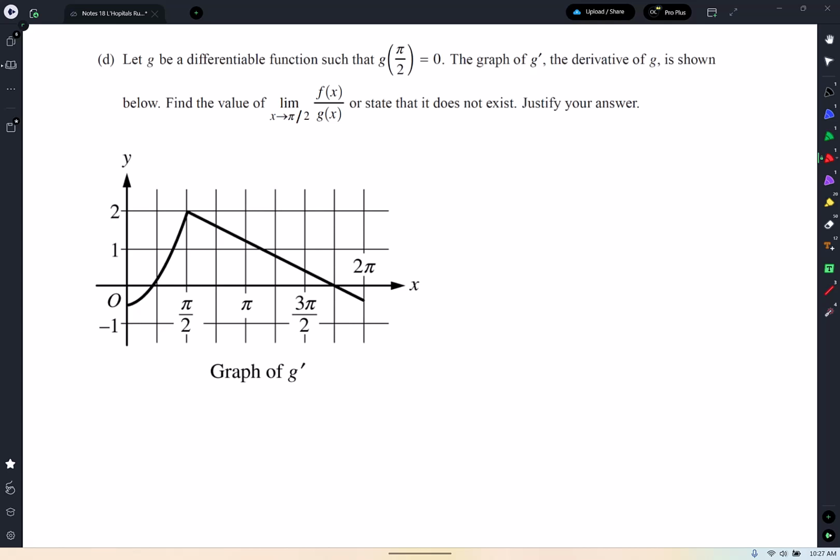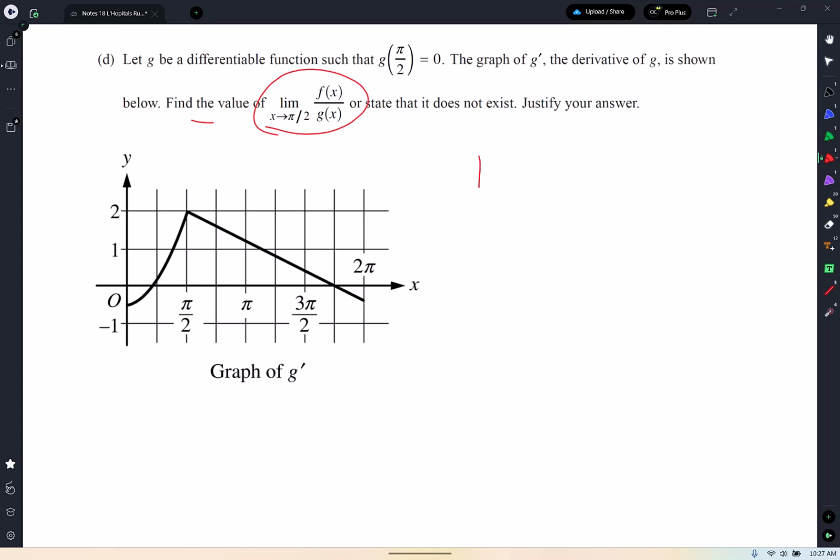By the way, we can only use L'Hopital's when the function is differentiable and continuous, right? The rules for differentiability, because that's how we take a derivative. Remember, if you're taking a derivative, you've got to be continuous and differentiable. All right, let g be a differentiable function such that g of pi over 2 equals 0. The graph of g prime, the derivative of g, is shown below. Find the value of that limit, or state that it does not exist.